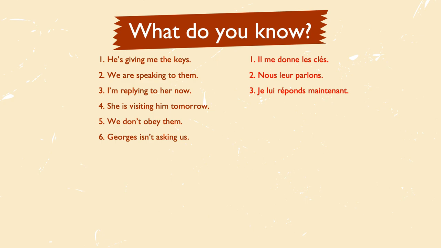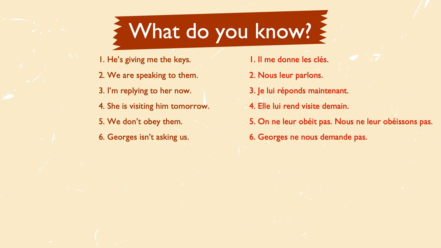She is visiting him tomorrow. Now, you could say visiter, but typically visiter is used with places, so let's look at rendre visite. Elle lui rend visite demain. She's paying him a visit tomorrow. We don't obey them. Our verb is obéir à. You could use on leur obéit pas, or nous ne leur obéissons pas. And George isn't asking us. Remember, to ask is demander. It's a false cognate in English. Georges ne nous demande pas.